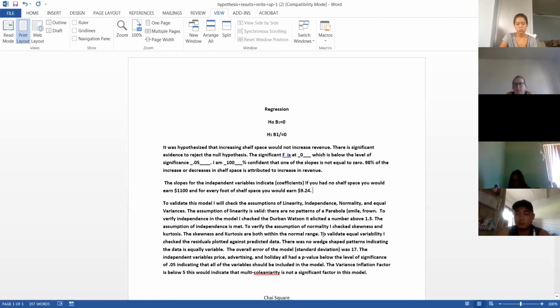To validate equal variability, I checked the residuals plotted against predicted data. There was no wedge-shaped pattern, indicating the data is equally variable. The overall error of the model, standard error, I think it was 11,000. The independent variable, well, we don't need to check this because we'll do that on the next model.